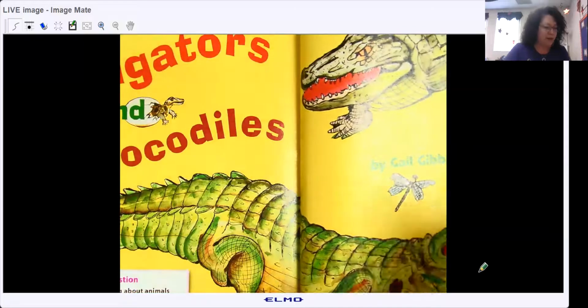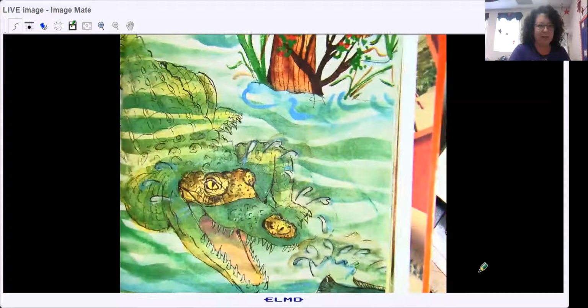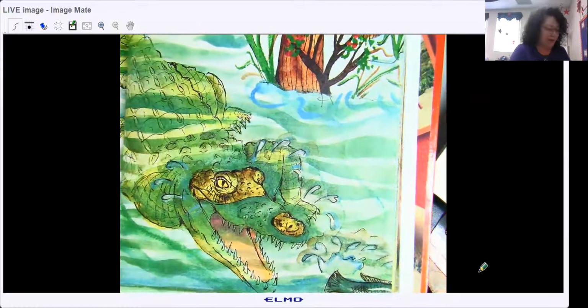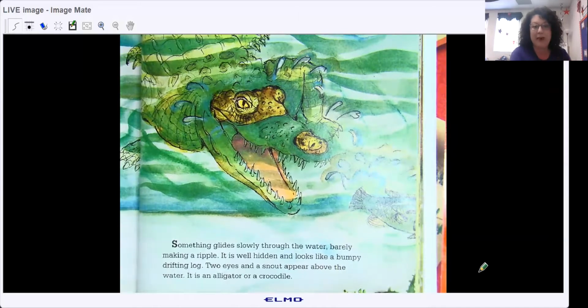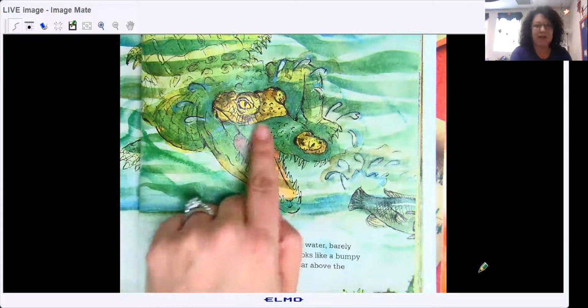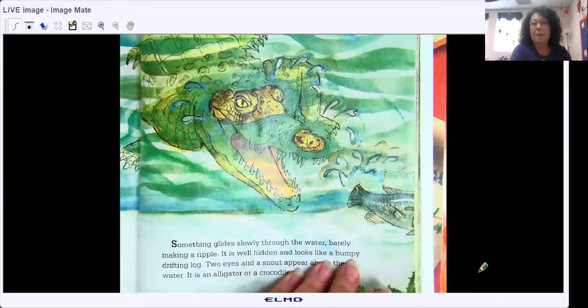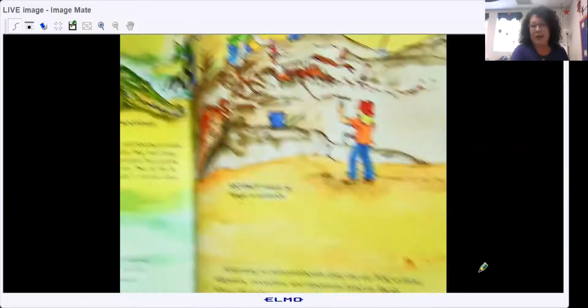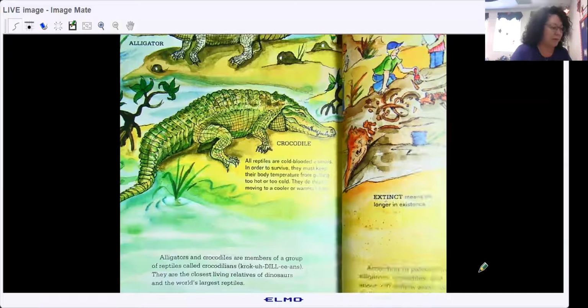Okay, Gail Gibbons wrote this. And we see our gullet gator here with his big mouth ready to go. Or is it a crocodile? I don't know. Something glides slowly through the water, barely making a ripple. It is well hidden and looks like a bumpy, drifting log. Two eyes and a snout, that's like his nose kind of, appear above the water. It is an alligator or a crocodile. I don't know about some of you, but I have a pond behind my house and we have alligators out there all the time. I love watching them swim. And my husband has even caught one before while fishing, which scares me.